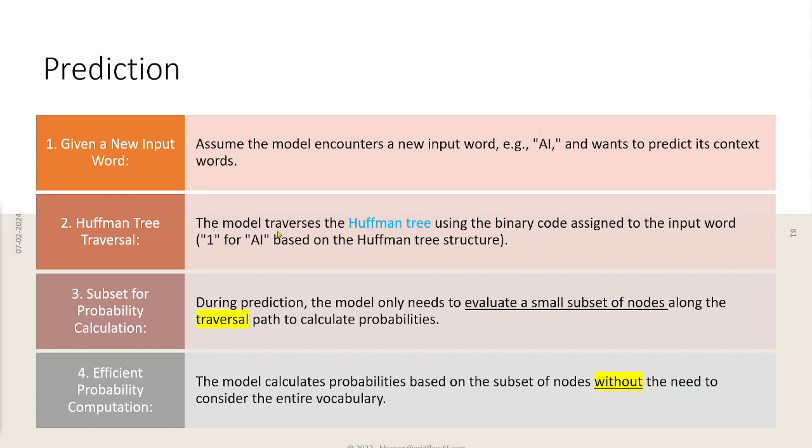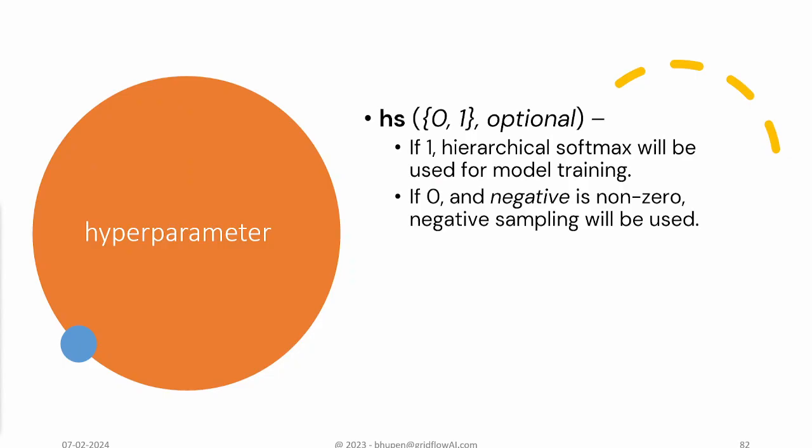Next, I'm going to show you how we configure this in Gensim, and also show you the code. The hyperparameter in Gensim is called HS, for hierarchical softmax, and you set that to 0 or 1. When you set it to 1, hierarchical softmax will be used during model training. If it is 0, it is not going to be used.